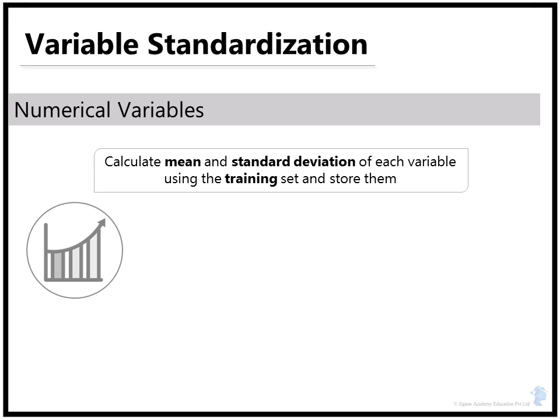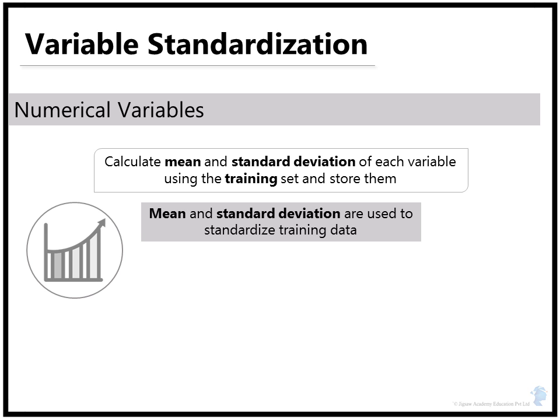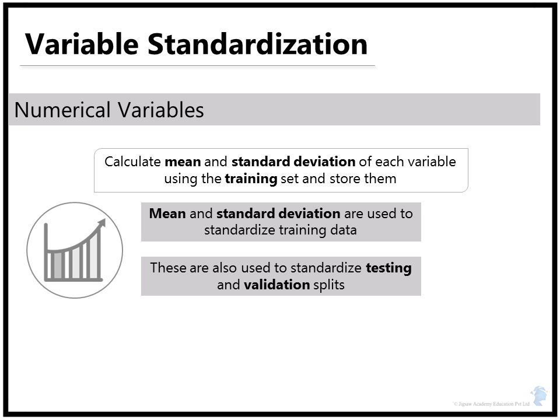The idea is to calculate the mean and the standard deviation of each variable using the training set and store them away. You will obviously use this mean and standard deviation to standardize the training data. Also, use the mean and standard deviation when you want to standardize the testing and the validation split as well.